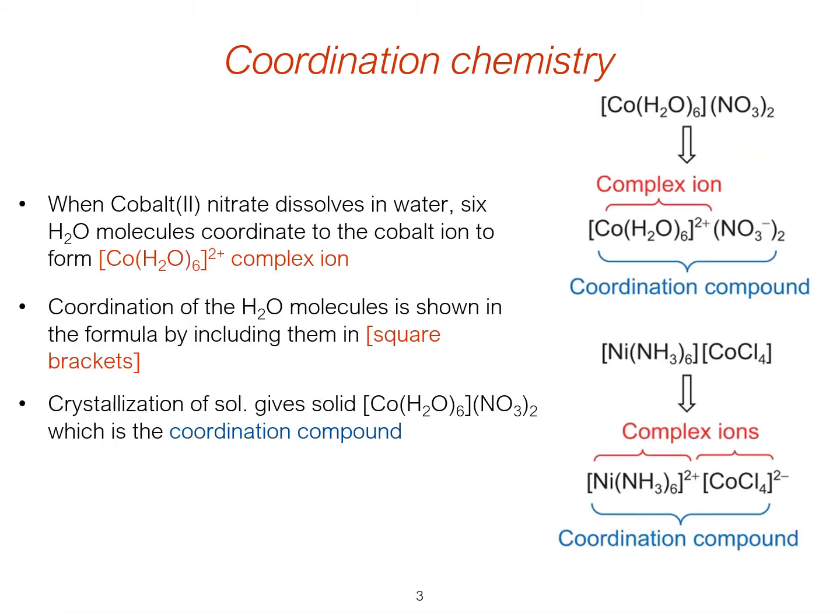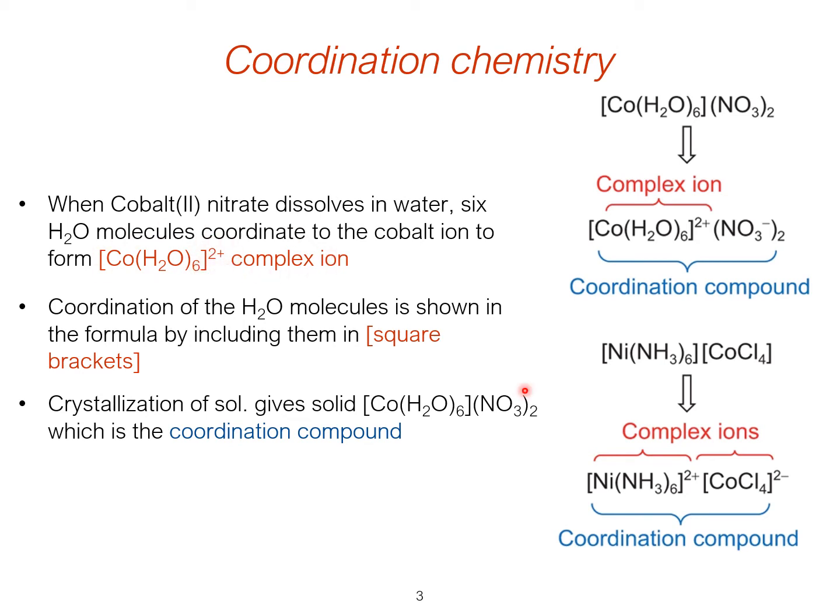And on this slide I've got a nice example showing what the difference between a complex ion is and a coordination compound and how the two relate to each other. So when cobalt nitrate's dissolved in water, 6 water molecules will coordinate to the cobalt ion and form a complex ion. Now showing what is coordinated to the metal is done by putting them in square brackets. So we can see in the example here, we've got 6 water molecules in the square brackets with the cobalt, and we've got the charge outside the brackets, and this shows that what's in the brackets is complex together, and because it's got a charge, it's a complex ion.